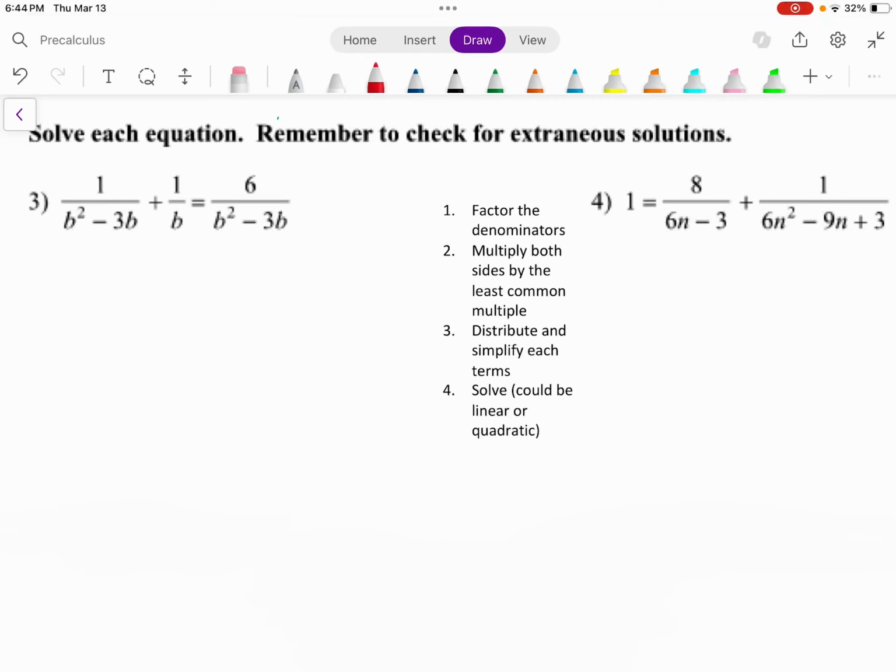We're now going to look at numbers 3 and 4 on the 5.1 to 5.3 quiz review. We are solving rational functions here. They are fractions with variables in the denominator.